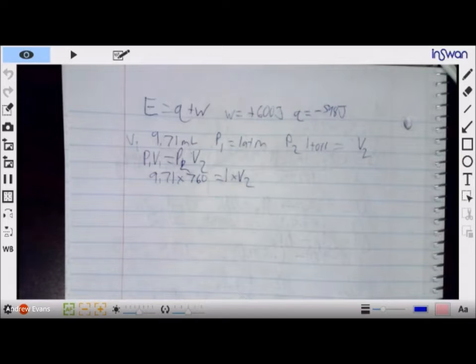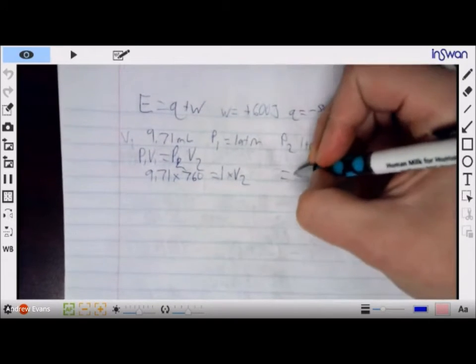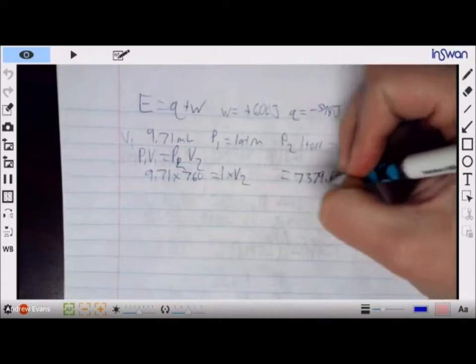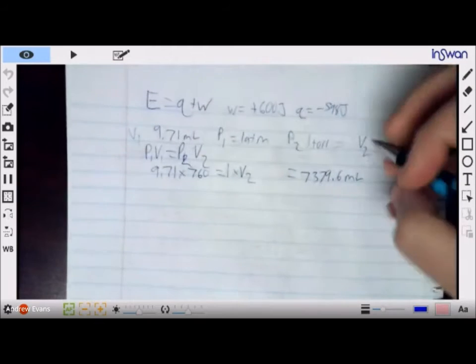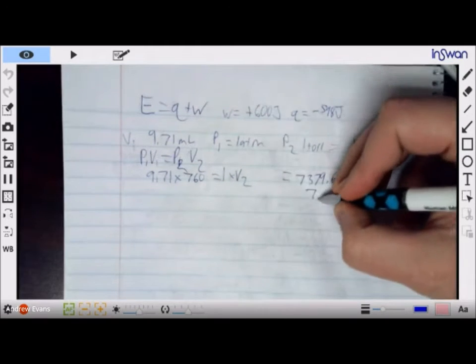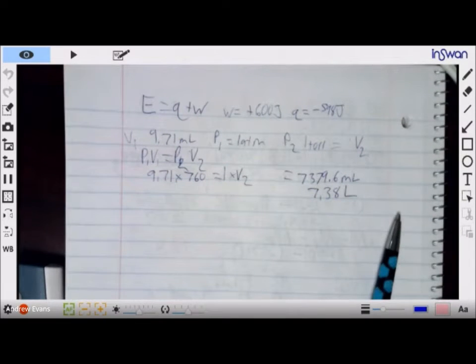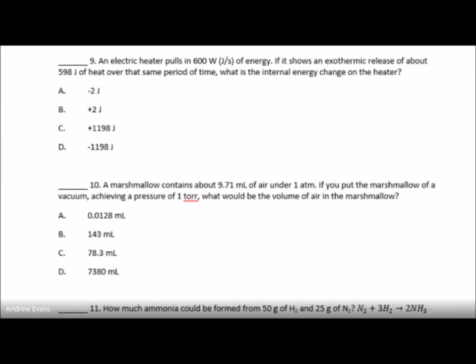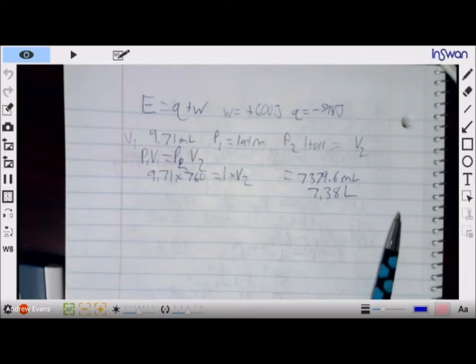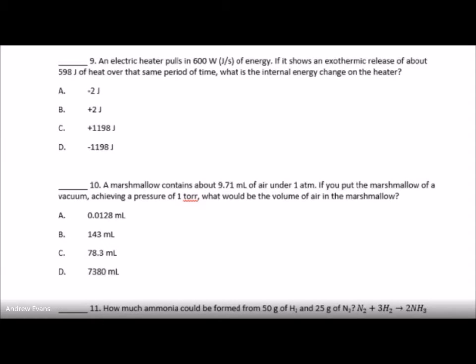9.71 times 760 divided by 1 is 7379.6 milliliters, because the volume was milliliters. Dividing this by 1,000, you would have 7.38 liters. Did I do it wrong? Since it left all the milliliters, it'd be 7,380 milliliters. So answer D.